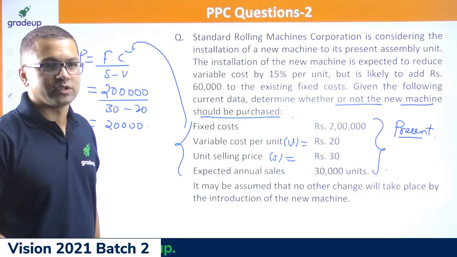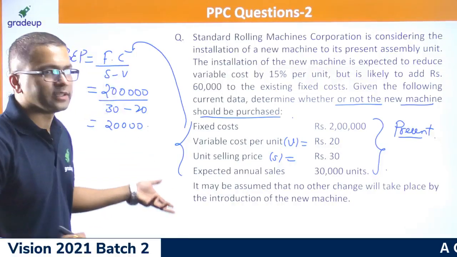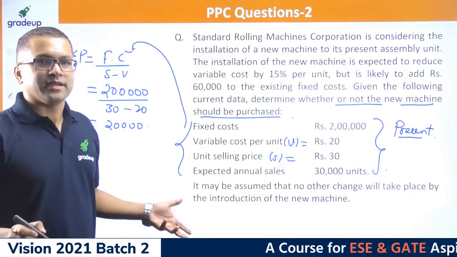Yes, 20,000. So is it going to make profit? Is it going to make profit?